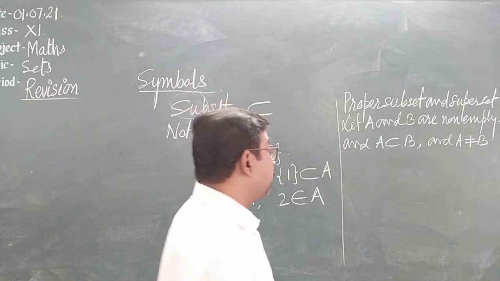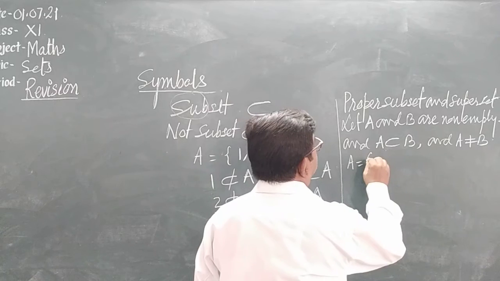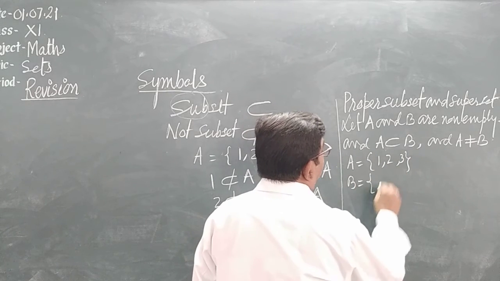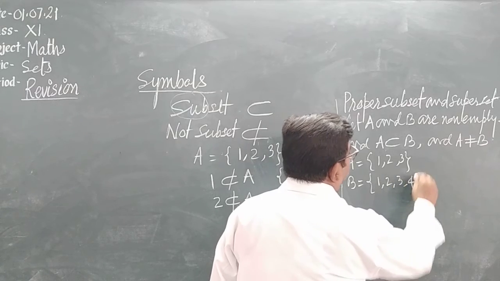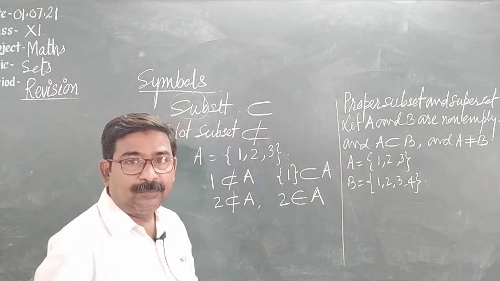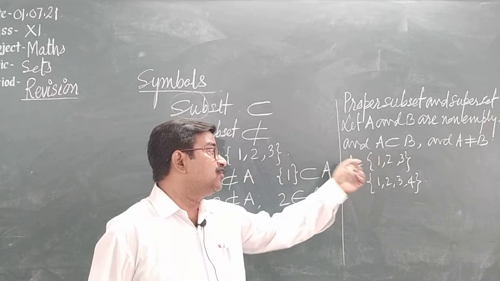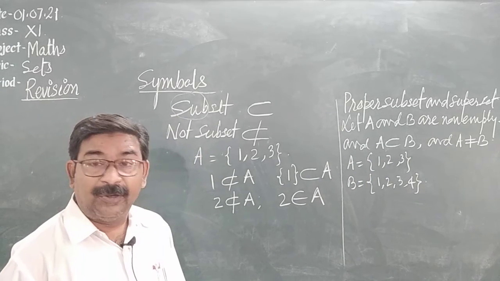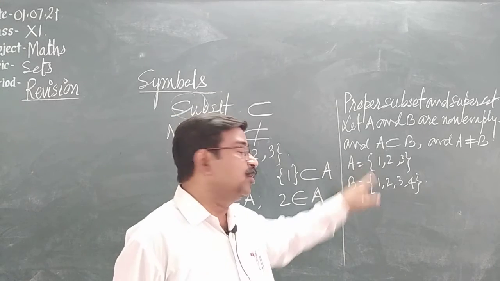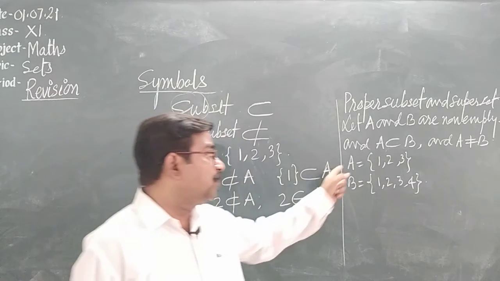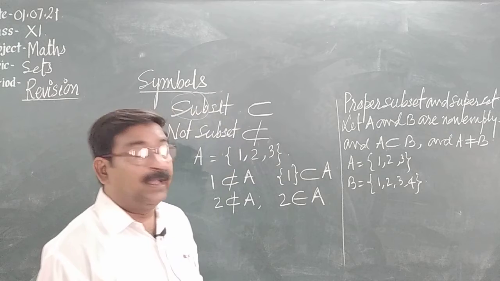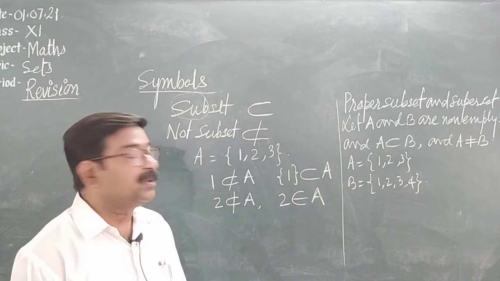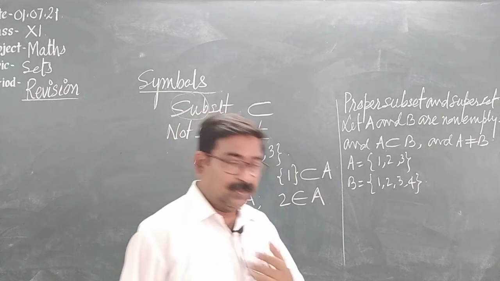Let's see one example. A is a set containing 1, 2, 3. B is another set containing 1, 2, 3, 4. So all the elements of A are found in B, and A is not equal to B. So A is called the proper subset of B and B is called the superset of A. So this is what proper subset and superset mean.